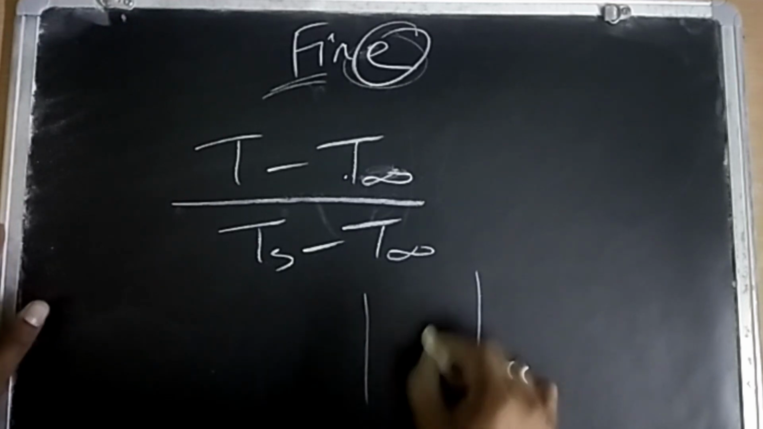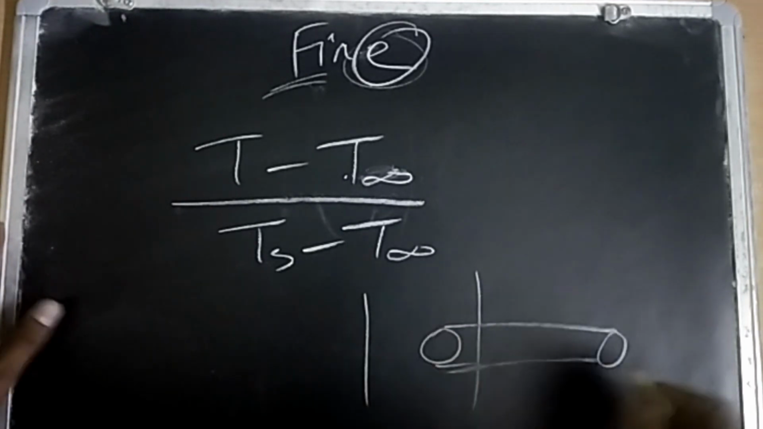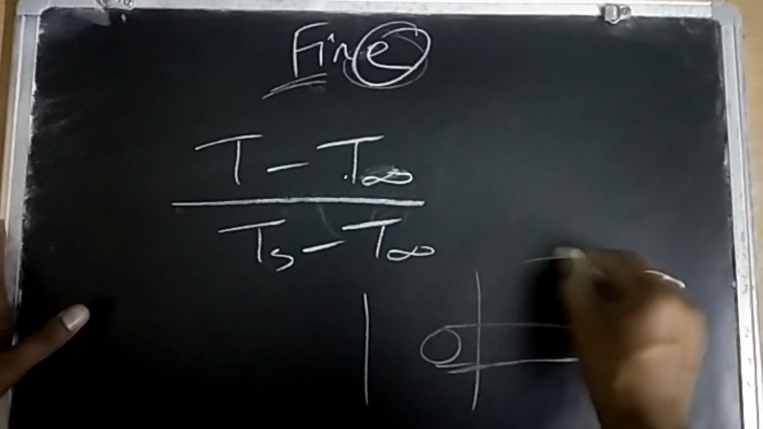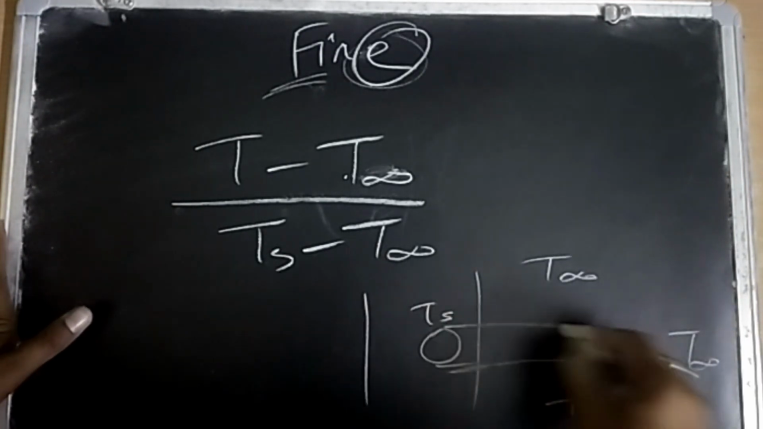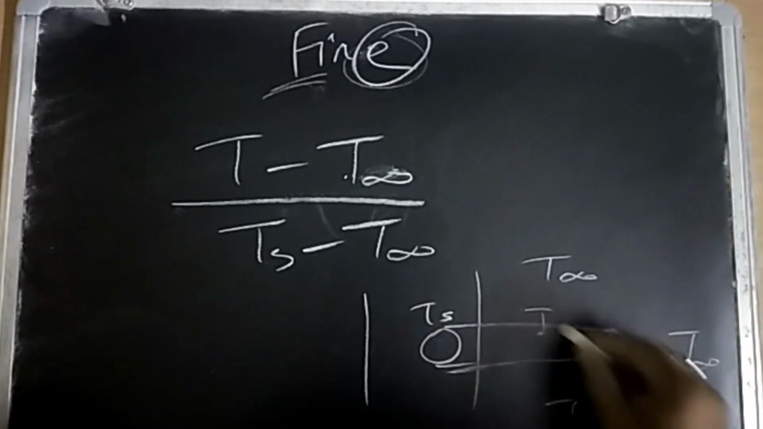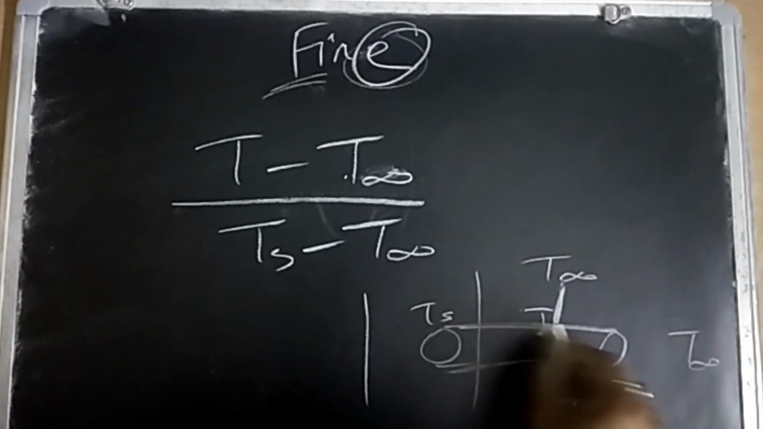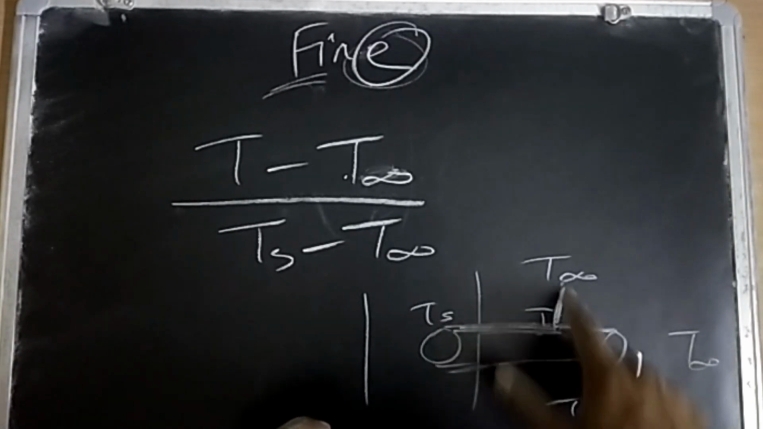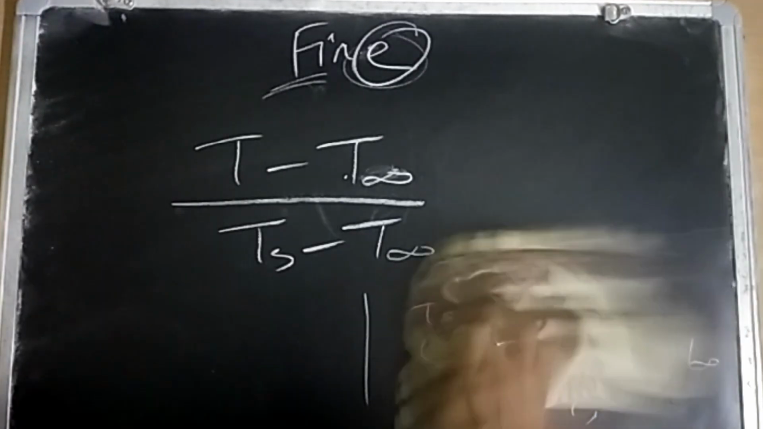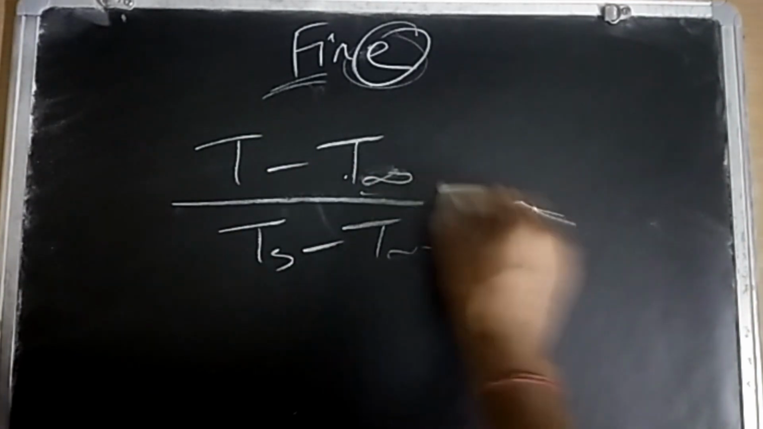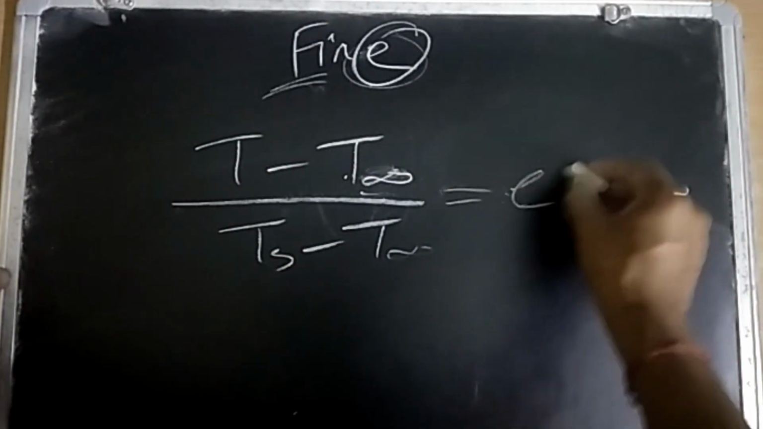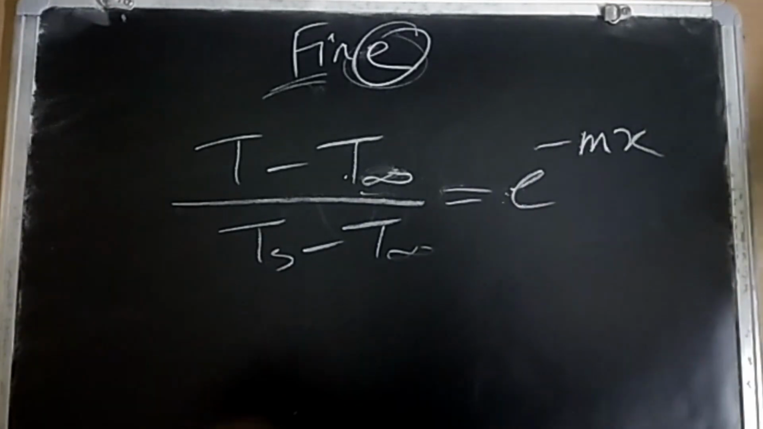If I draw it, let's say I have a cylindrical fin. So this is T infinity everywhere. This is T surface, and this is at any point T. So the difference between this and this, divided by the difference between this and this, is an exponential of minus mx. Let's see what m is. But fin is fine. Okay, remember that right away, that it is exponential.